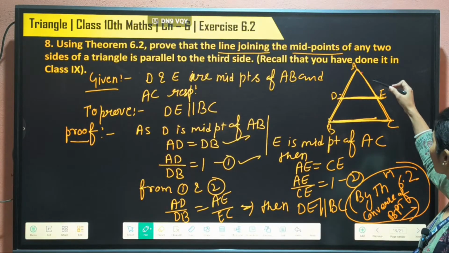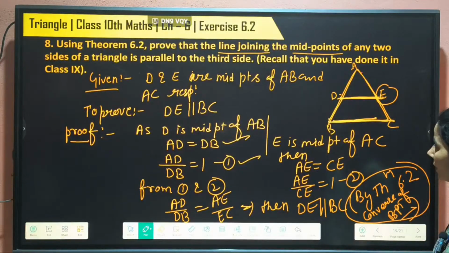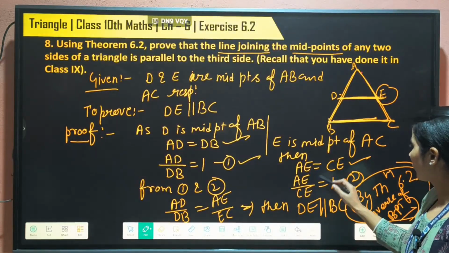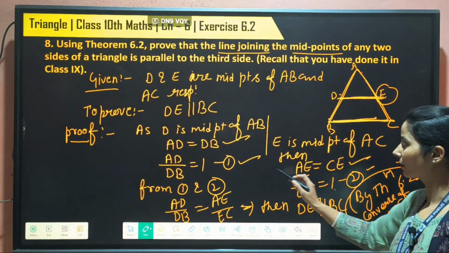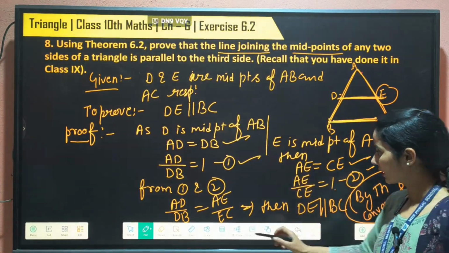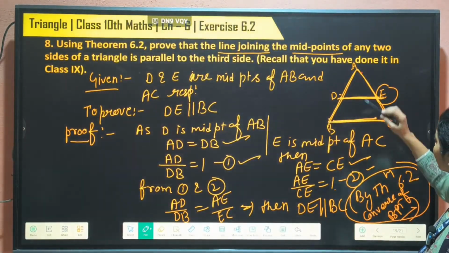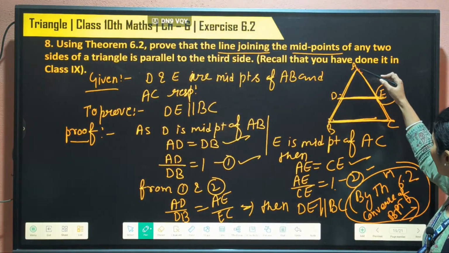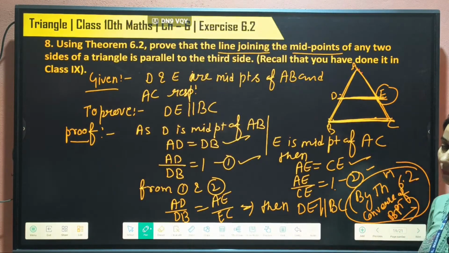Similarly, E is the midpoint of AC. Now AE is equals to EC. From there, AE by CE is equals to 1. So equation number 2. By comparing 1 and 2, we will get AD by DB equals to AE by EC. In this triangle, if you see AD by DB equals AE by EC, then this DE will be parallel to BC. Question number 8 completed.